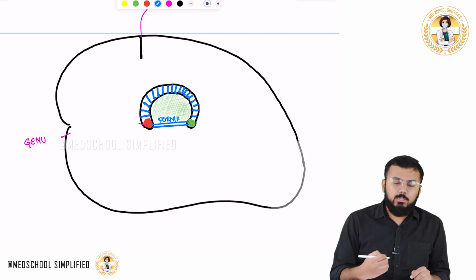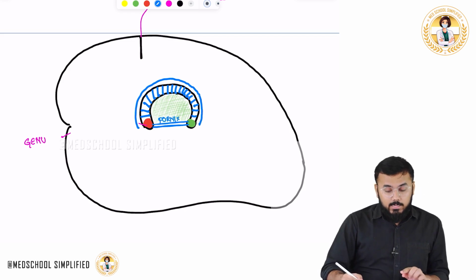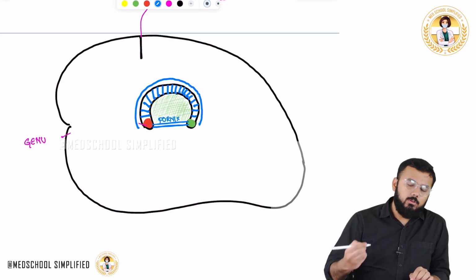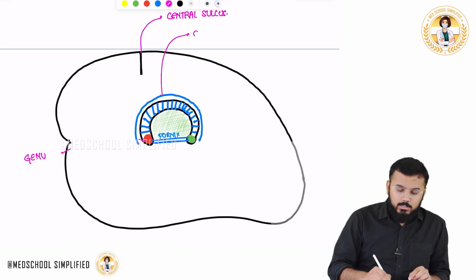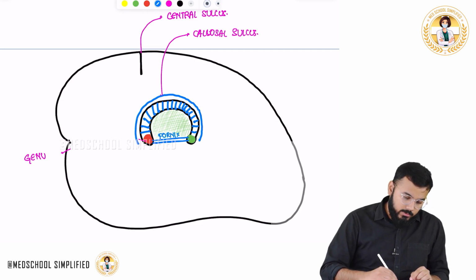Next important thing is that surrounding this corpus callosum there is a sulcus like this, you see. This sulcus is called the callosal sulcus. Why is it called callosal sulcus? Because this is a sulcus that is surrounding your corpus callosum. So this sulcus over here you call the callosal sulcus.